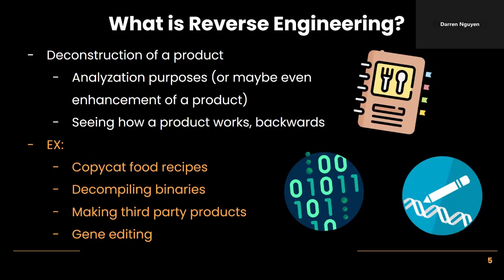An example, these are a bit of an unconventional example. So like copycat food recipes. Maybe you like how Oreos taste and you want to make your own, but obviously they're gatekeeping the actual recipe, right? For money purposes. So you try to reconstruct it on your own. And then, of course, decompiling binaries, making third-party products. There's also gene editing with CRISPR. Technically, that counts as reverse engineering because you know how your gene works, and then you try to do a little bit of editing here and there. I don't know the moralities of that, but all right.